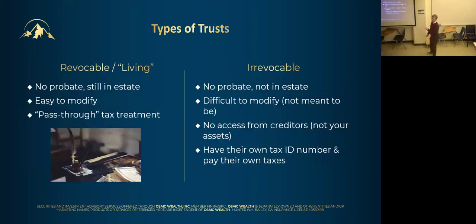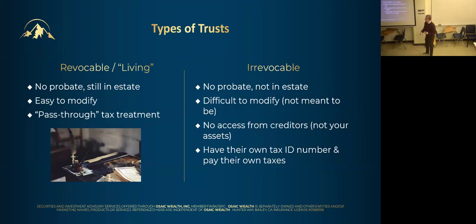Now we've got two different types of trusts. We've got a revocable or a living trust, and we've got an irrevocable trust. Main differences between the two. Revocable living trust is pretty easy to modify. It's really more of an organizational tool. It doesn't provide you with what people commonly refer to as protection.